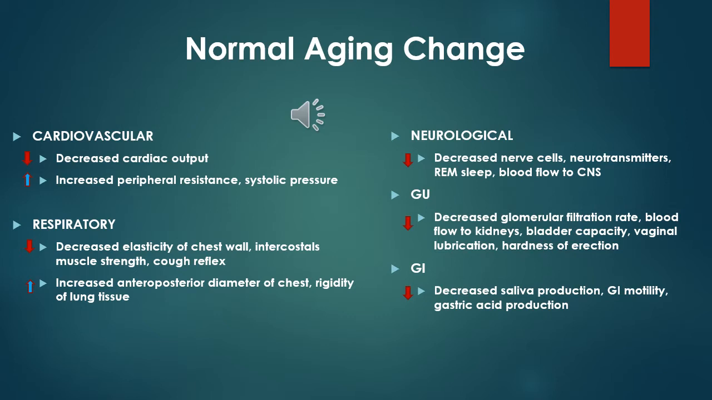So for GI, typically there is a decrease in saliva production, a decrease in GI motility, so the movement in the gut, and a decrease in gastric acid production. So assess their ability to chew food and assess their elimination pattern. How often, the consistency of bowel movements. We also want to assess the frequency and size of their meals, so a 24-hour food log may come in handy here.